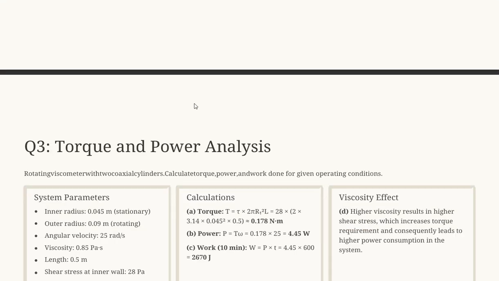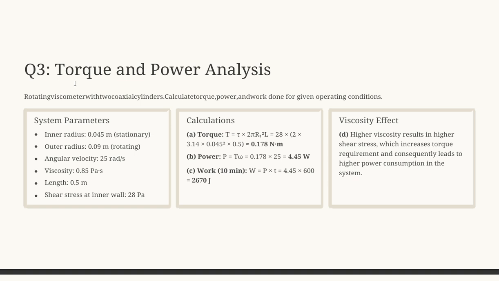Now we move to the third question. Here, a rotating viscometer with two coaxial cylinders. We have to calculate torque, power, and work done for given operating conditions. Here the values are given. For calculating torque, we use the formula tau into 2 pi r square L. By putting the given values, we get torque equals 0.178 Newton meter. And for power, we have the formula tau into omega.